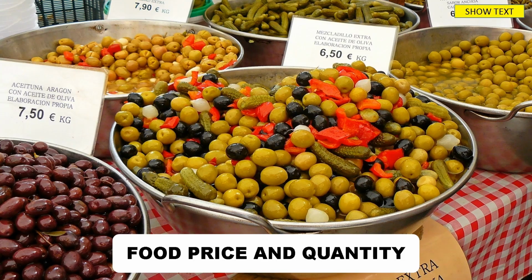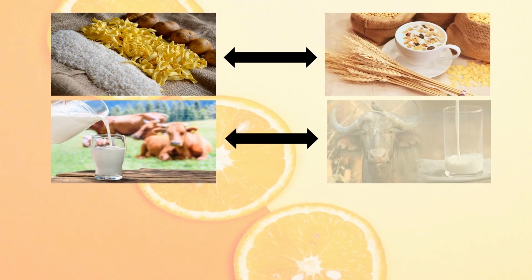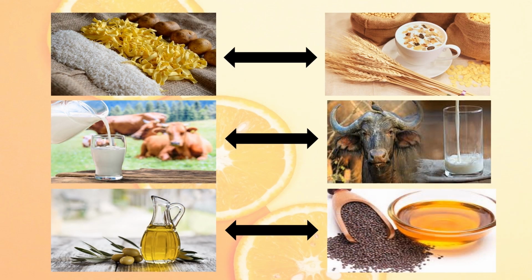Now, after the income, another important factor which governs food expenditure is food price and quantity. Food prices determine a pattern of consumption. Many of the food items you consume can be substituted for one another. Like here, we can substitute rice for wheat. If buffalo milk is expensive in the market, we can always buy cow milk.